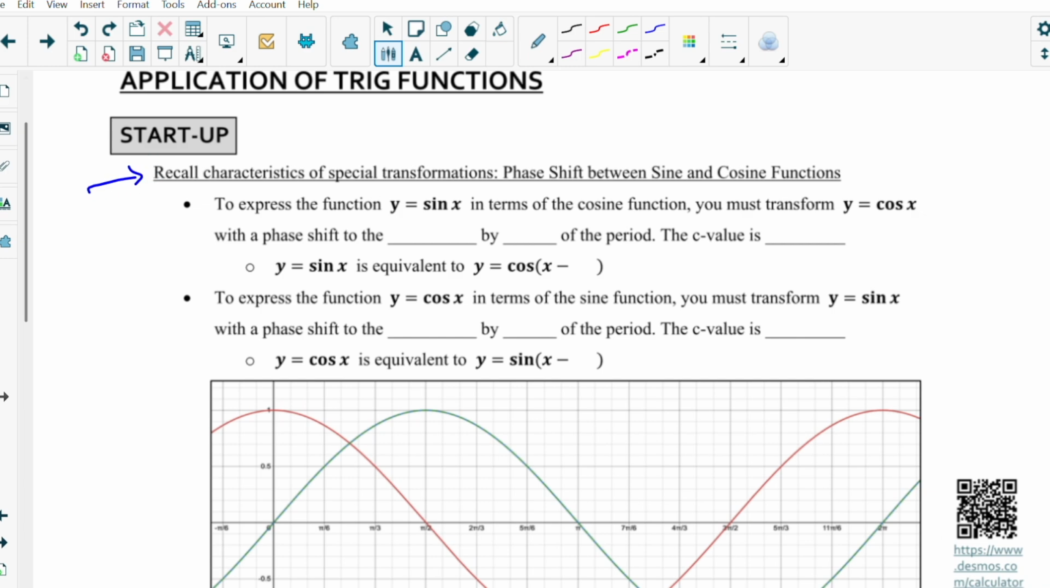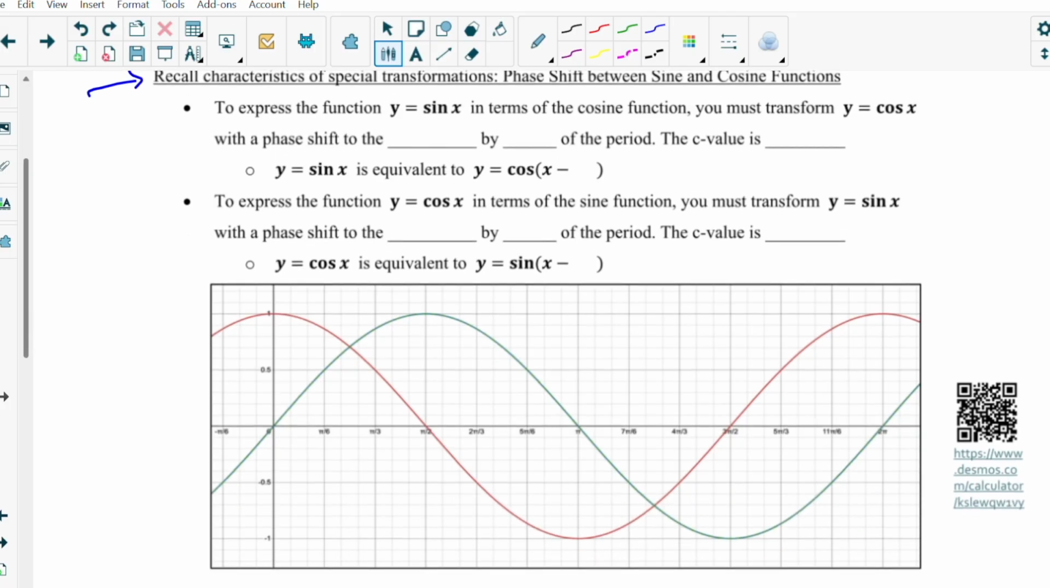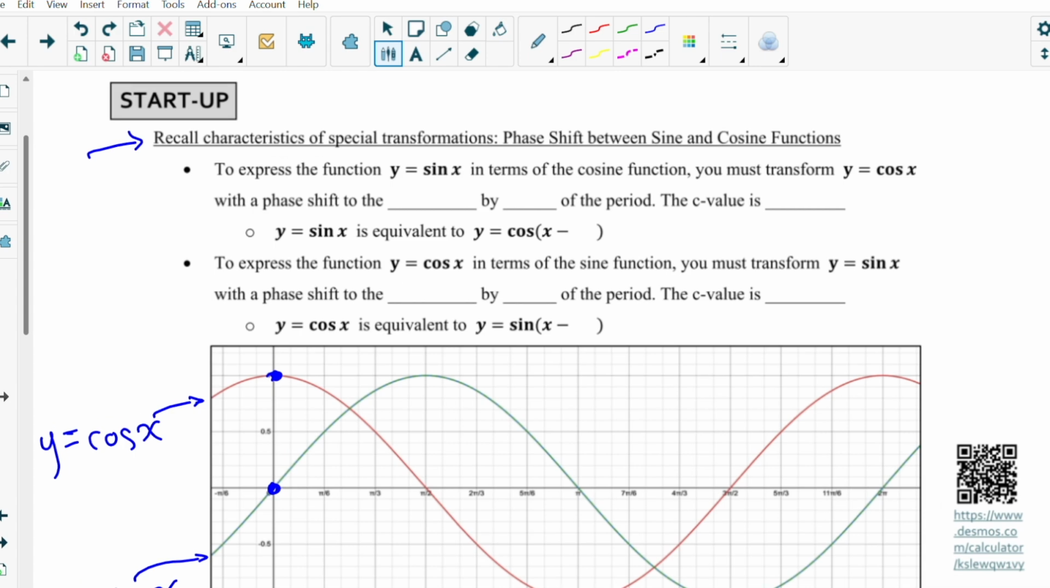Characteristics of special transformations. So phase shift between sine and cosine functions. So down here, that's y equals sine of x, and this is y equals cosine of x. All right, so here's our two starting points. Let's recall. To express the function y equals sine of x in terms of the cosine function, you must transform y equals cosine of x with a phase shift to the, well, let's take a look at this.